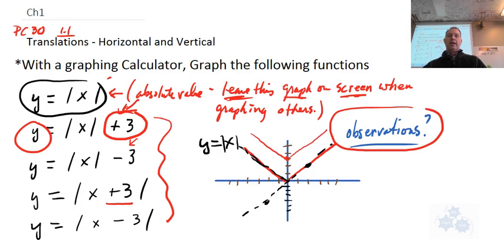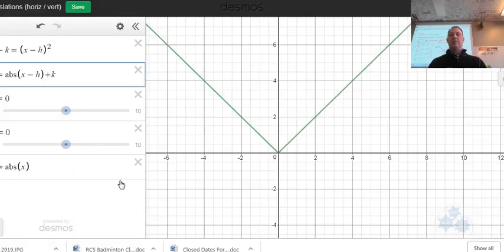Okay. Now, what does the minus 3 do? It takes the graph and moves it down 3 units. Yeah, okay. So this is what you should be noticing, that these numbers outside here should move the graph up and down. Now, I'm going to show you on a little bit different platform.